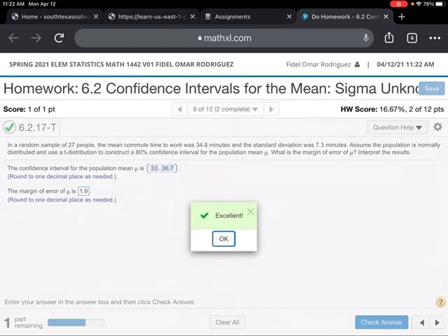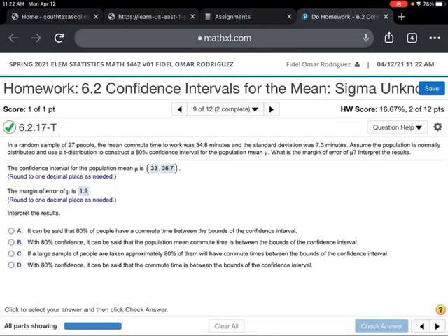So now what we're looking for is, what does this mean? Remember, we're always looking for our population mean. So when I look at choice B, it says, with 80% confidence, it can be said that the population mean commute time is between the bounds of the confidence interval. That's the one thing I really want to emphasize, okay? So let me check my answer.